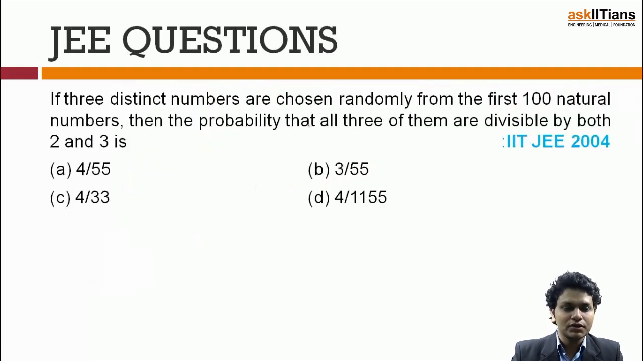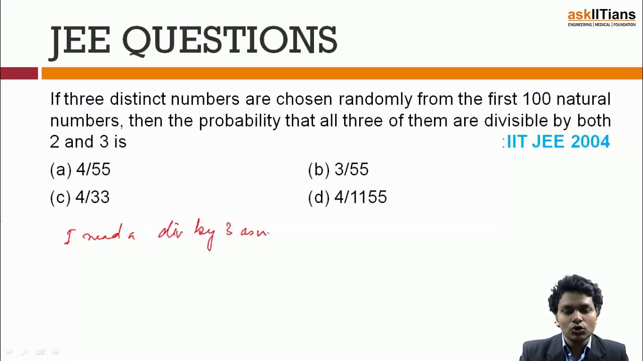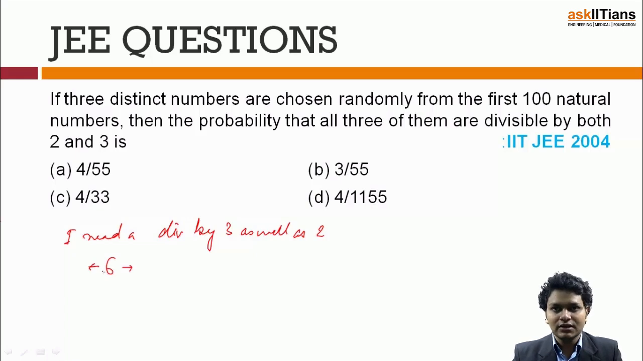Moving further, if 3 distinct numbers are chosen randomly from 100 natural numbers, then the probability that all 3 of them are divisible by both 2 and 3. Now let's understand this very easily. I need a number that is divisible by 3 as well as 2. So don't you think I am talking about a number which is divisible by 6? So that's the crack of the problem.